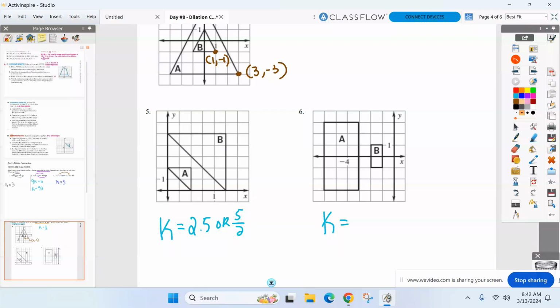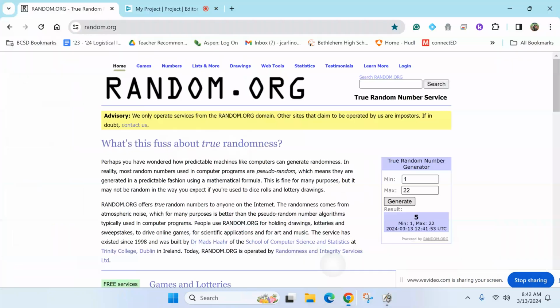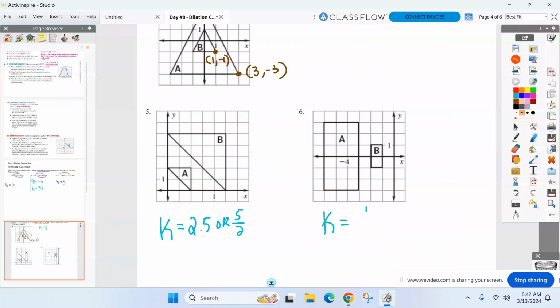Somebody better, things getting smaller. So between 0 and 1. Do we have a scale factor between 0 and 1 for this one? Already heard from you, Jared. We're good to hear from somebody else. Dylan? 1/3. Yeah, 1/3.